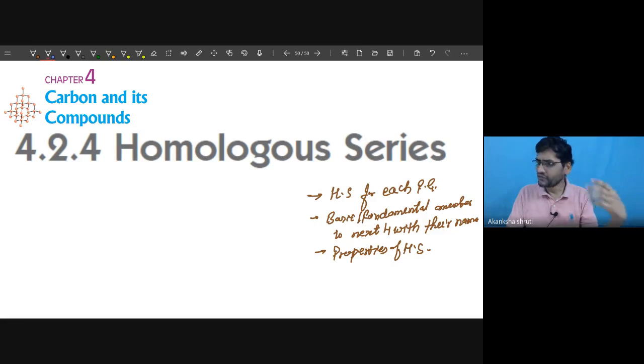We will learn what a homologous series is and what the properties of a homologous series are. This homologous series is given for each and every functional group. So we will write the four members for each functional group belonging to their homologous series, along with their names. So this is the target of our class today. Students, let us start with the homologous series.